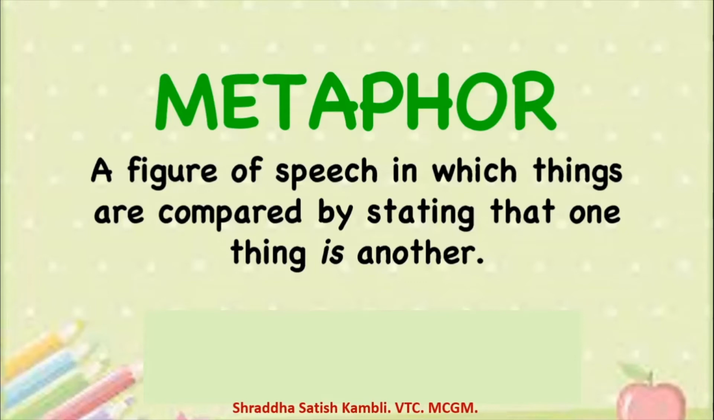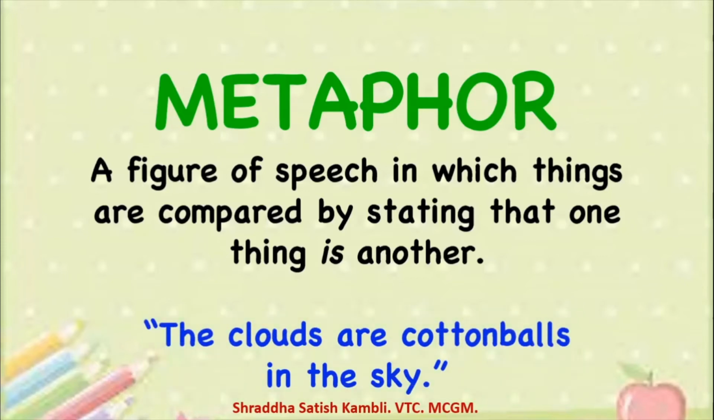In metaphor, we say that one thing is another. We compare two things by saying that A is B. Confused? Don't worry, when you look at the examples, you will come to know. See, the clouds are cotton balls in the sky. What have you done? You have compared the clouds to the cotton balls, but you're not saying like, you're not saying as. You're directly saying that the clouds are cotton balls in the sky.